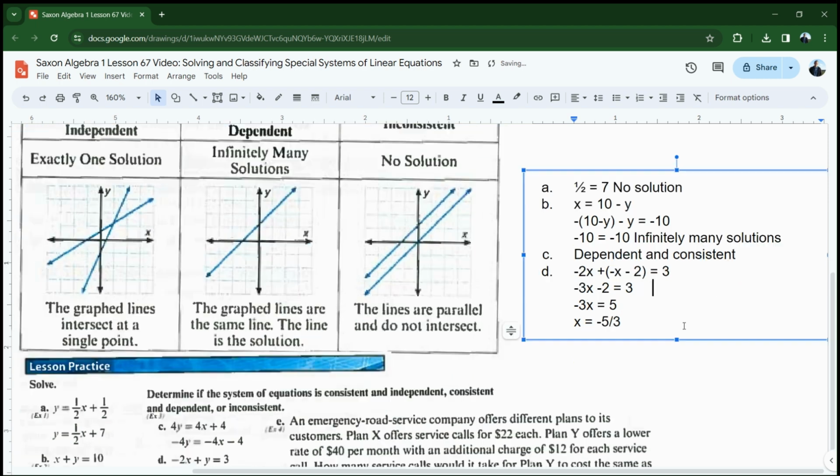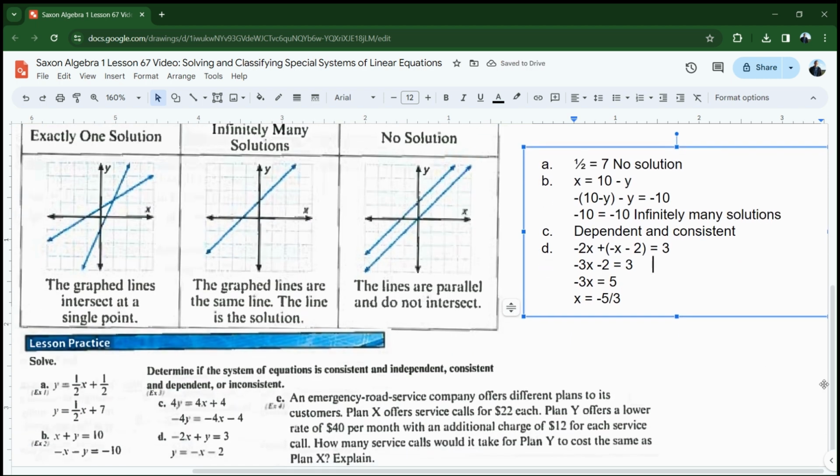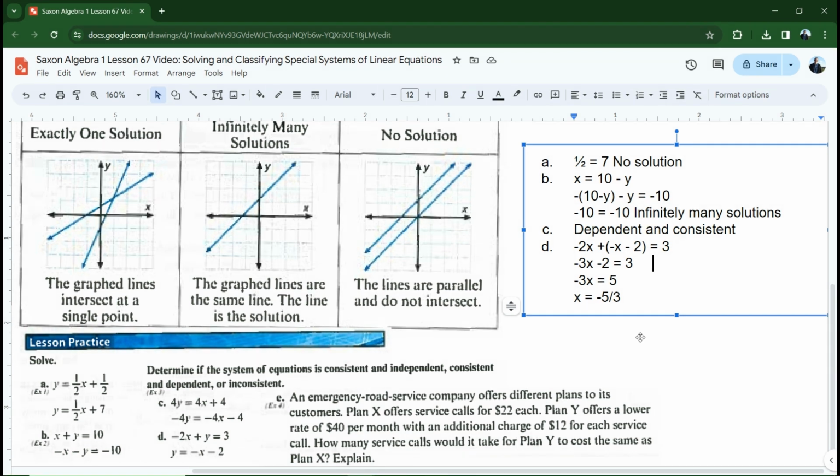So if I go back to my equation, I know that y equals negative x minus 2. So I'm just going to write that y equals negative x minus 2. If x is negative 5 thirds, that means that y equals negative negative 5 thirds, so that's 5 thirds minus 2.